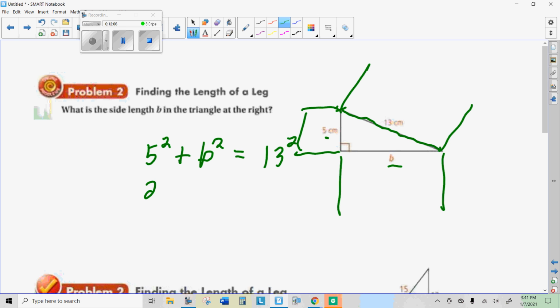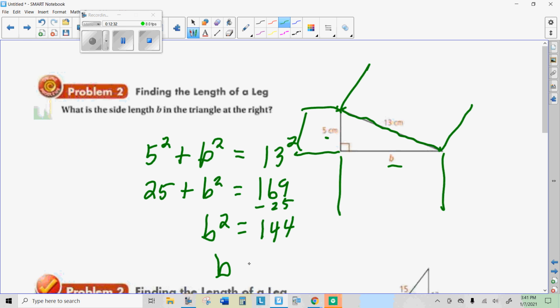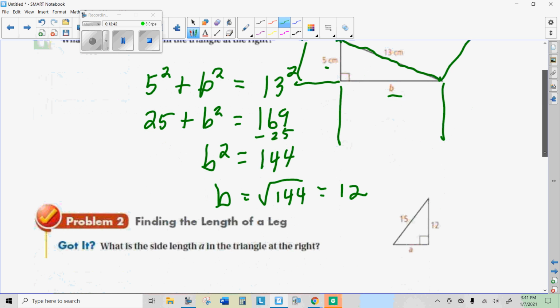So now I can just simplify this. 25 plus b squared is equal to 169. I'm going to take this 25 away from 169. I'm backtracking. So my b squared is going to equal 169 minus 25, which is 144. And then to get b, you would do the square root of that to undo the squared. So the square root of 144 equals 12. So b is 12. All right.